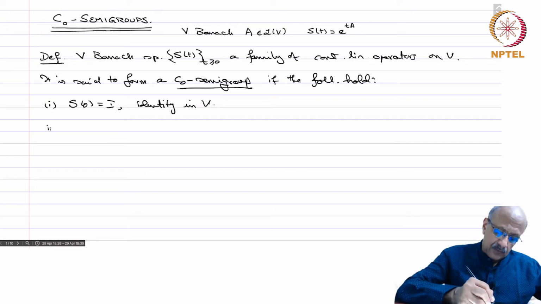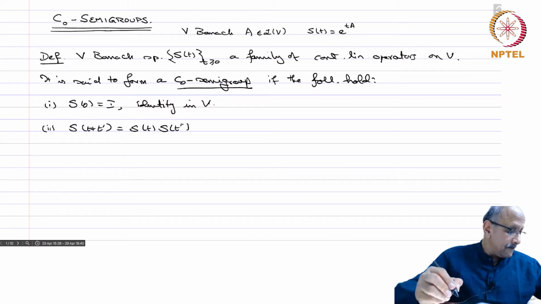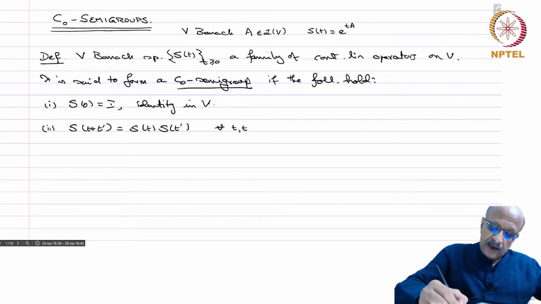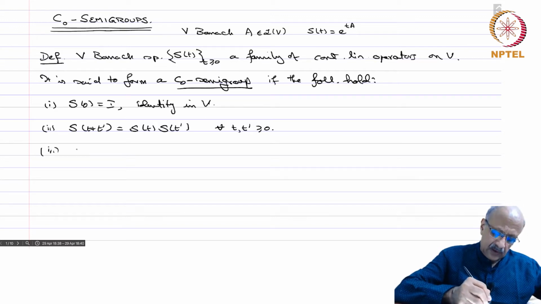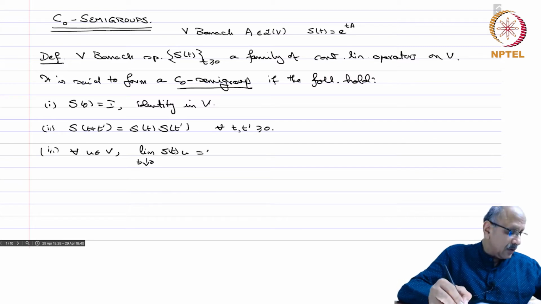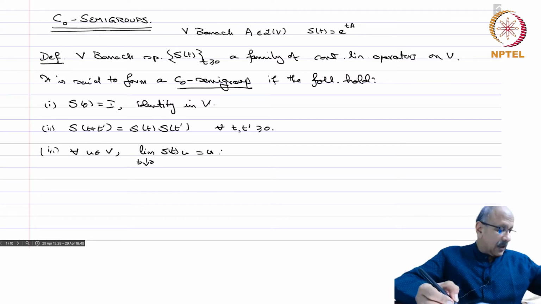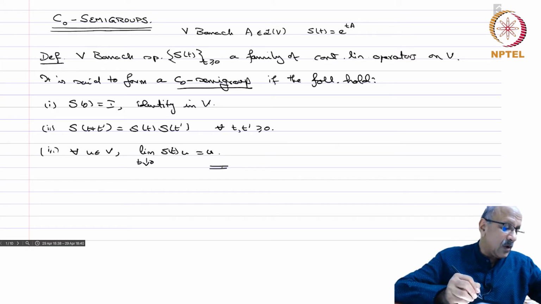Two, S(t plus t dash) equals S(t)S(t dash) for all t, t dash greater or equal to 0. And then three, for every u in V you have the limit as t decreasing to 0 of S(t)u equal to u. So if these three properties are satisfied, then you have what is called a C0 semigroup.